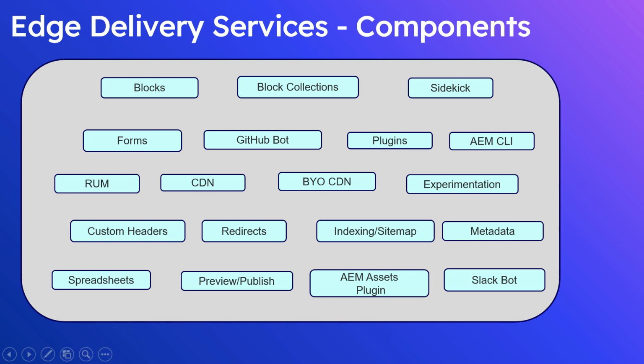Preview and publish. When your content is ready, you can use the Sidekick extension to preview the content and publish the content updates to the live website. AEM Assets plugin. As we discussed earlier, the AEM Assets plugin allows content authors to consume the assets from AEM Assets into SharePoint or Google Documents.